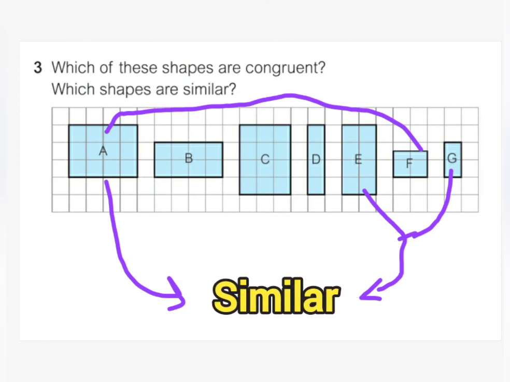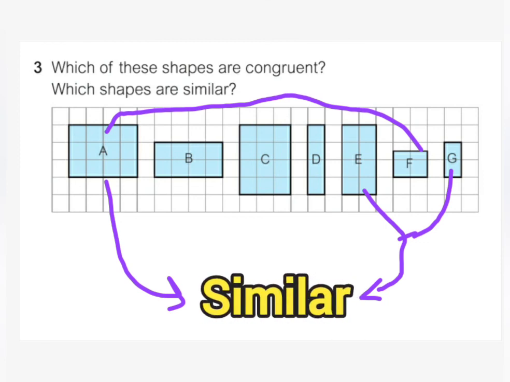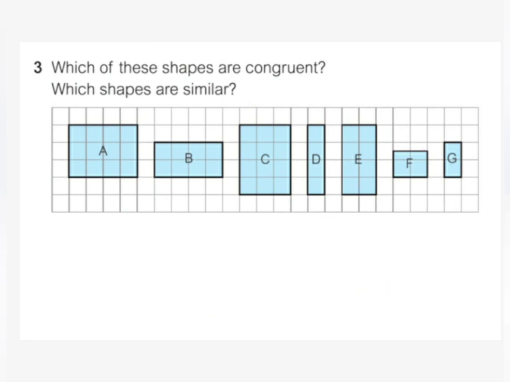You have to know the difference between congruent and similar shapes. And as I said, congruent means identical in all matters, in sides and angles. And similar means the same, but they're not identical, in which there's an enlargement relation between them. And this is how you answer a question like this.